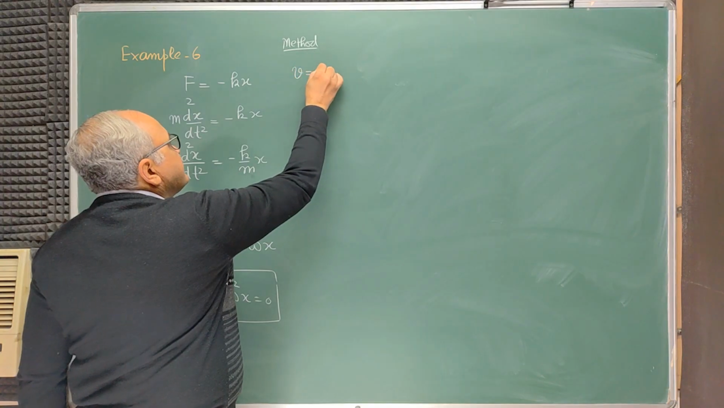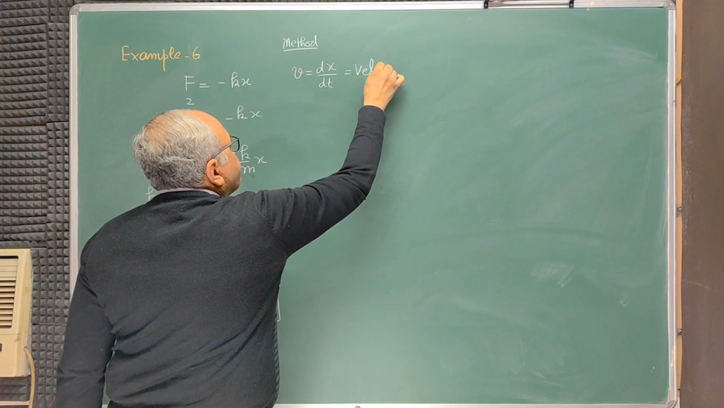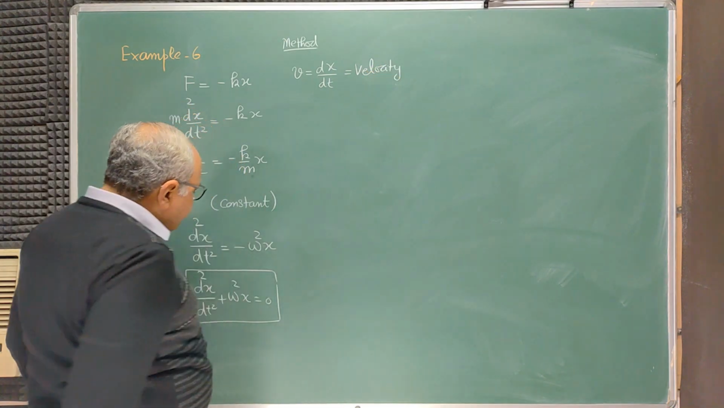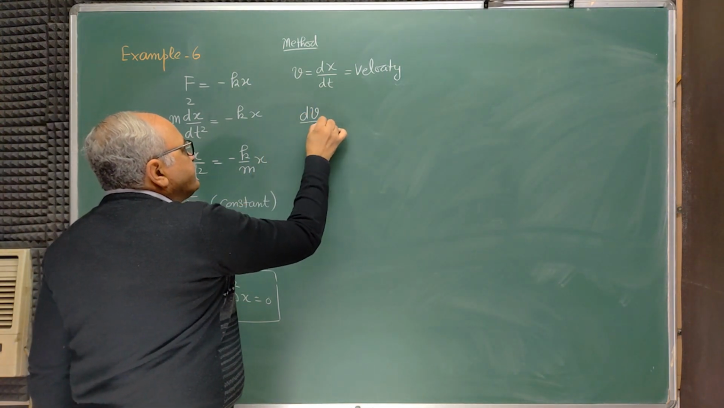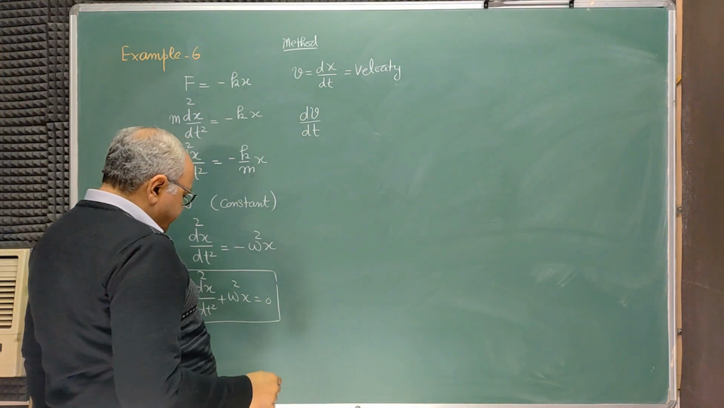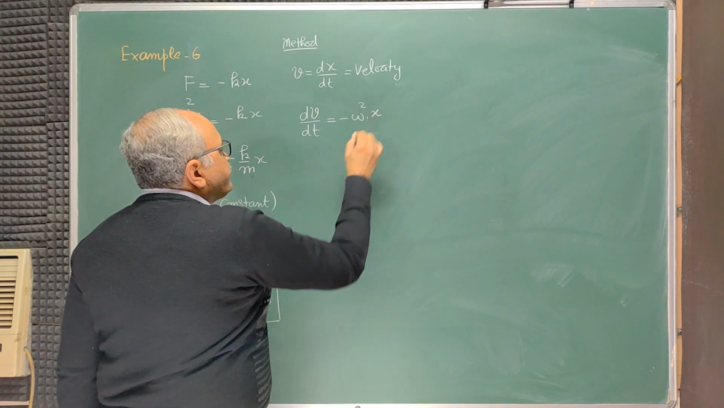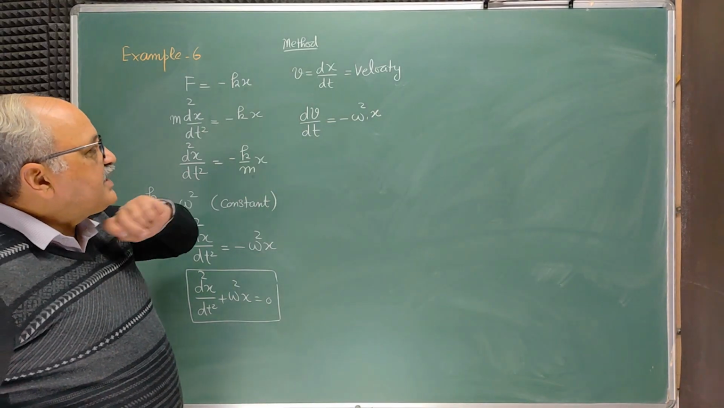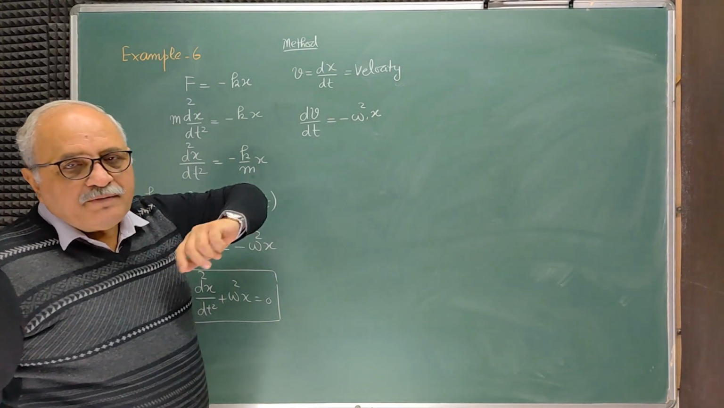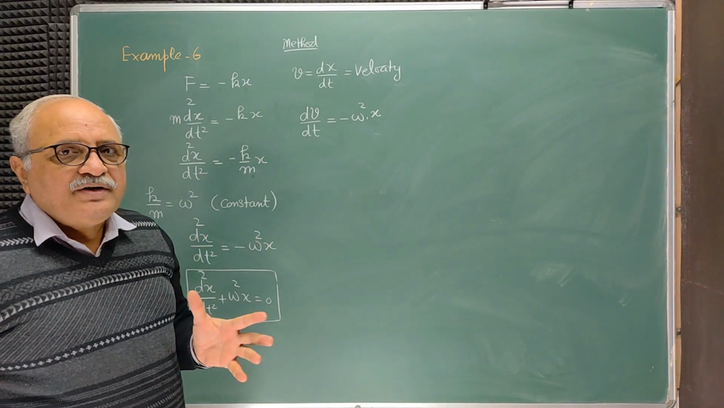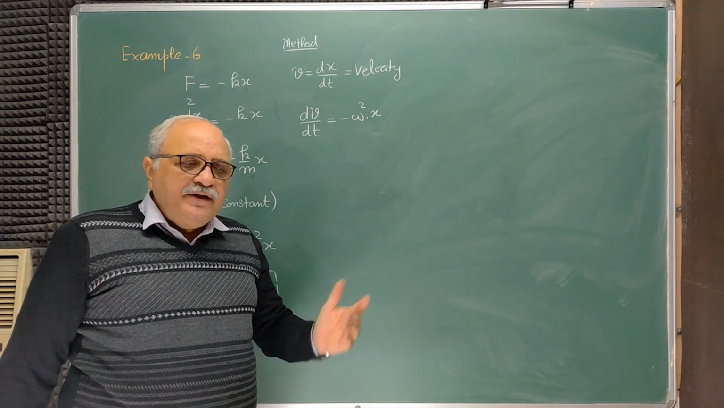Since velocity is given as dx over dt, this is the velocity. So let me first of all take the second derivative for displacement as dv by dt, and that is equal to minus omega square x. But in this case I have one problem. v is variable, t is variable, x is variable. So we have to make some arrangement so that we get only one dependent variable and another independent variable.